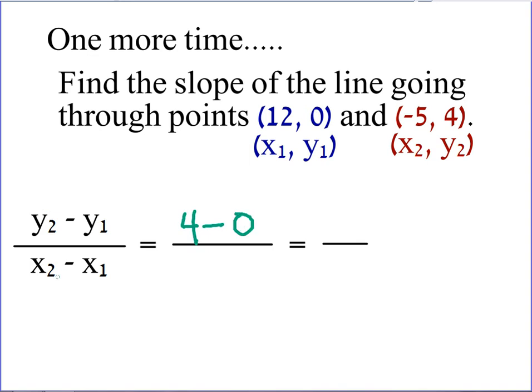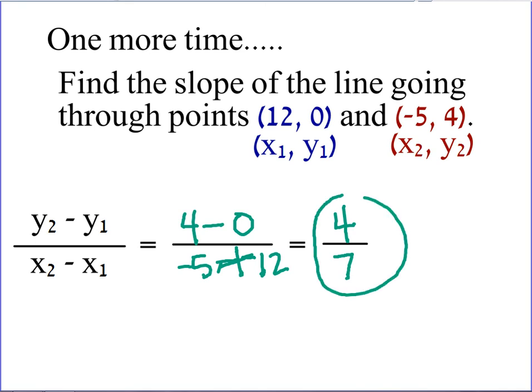In the denominator, we want the difference between our x's. Our x2 is negative 5. Subtract, and our x1 is 12. Double negative here now becomes a plus. On top, 4 minus 0 is 4. There's my rise. In the denominator, negative 5 plus 12. Remember, I have more positives than I do negatives. So I have 7 positives left over. I can't reduce my fraction, so my slope is 4/7.